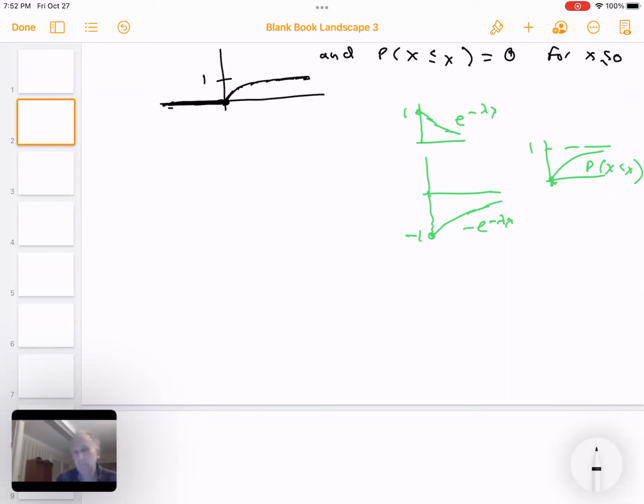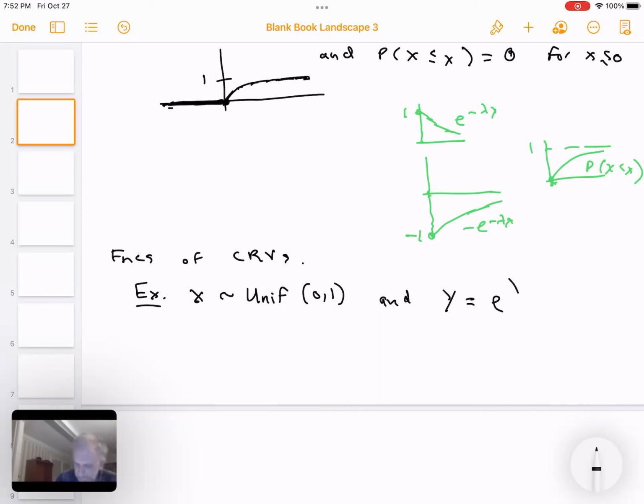Okay, let's do an example first, and I'll look at a couple things. So example: suppose X is uniform 0, 1, and we want to consider a function of this, and Y, say, is equal to e to the capital X. Then Y is also a CRV.